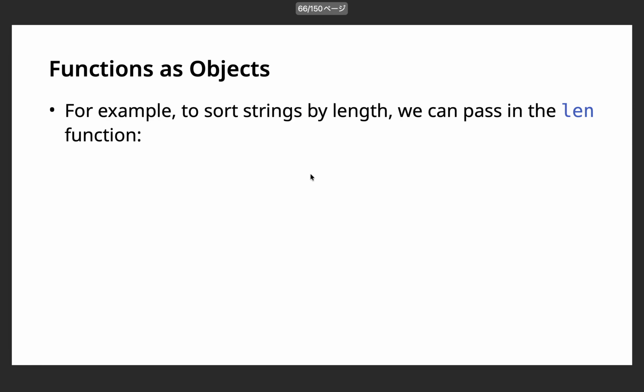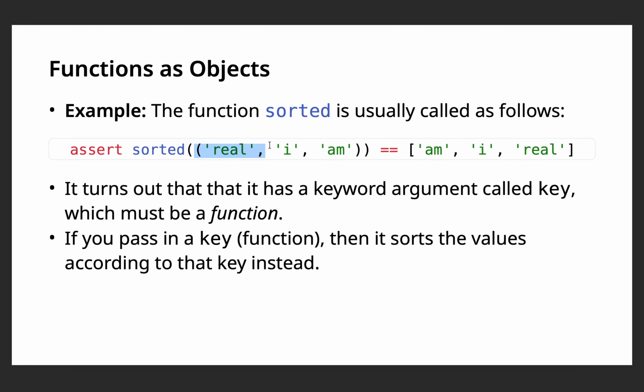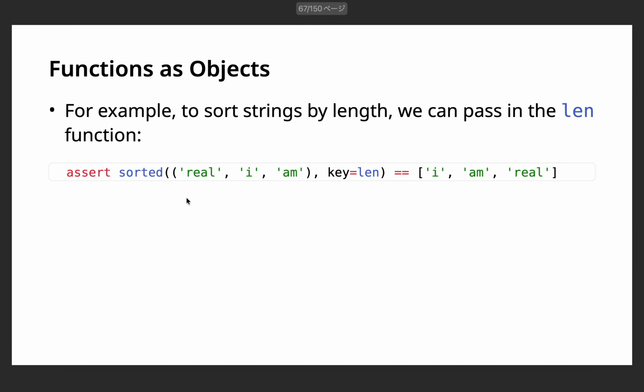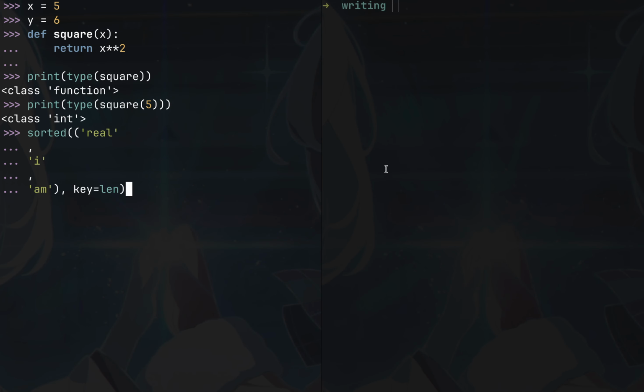So what that means is that if you pass it a function, it will sort these strings using that function. If we wanted to sort these strings by length instead of by alphabetical order, we could do something like this. We have sorted, then the sequence, then the keyword argument key, and the value is a function, len. This is the length function that we already know. Note that this is not the same thing as calling the function.